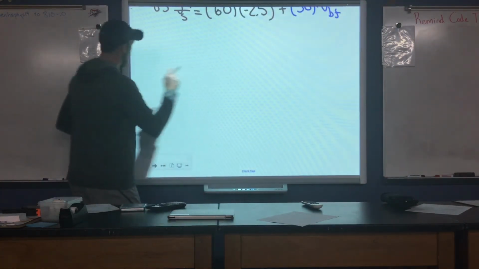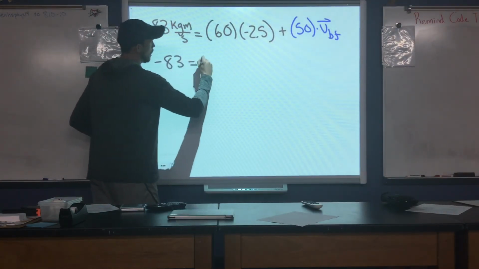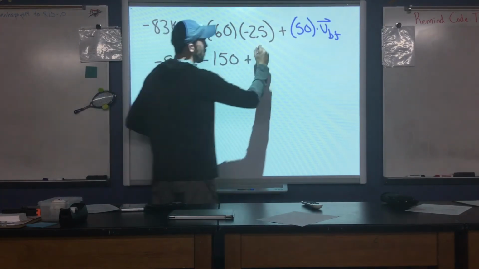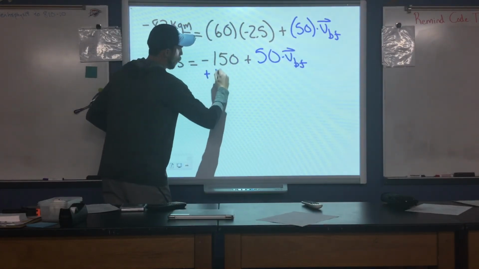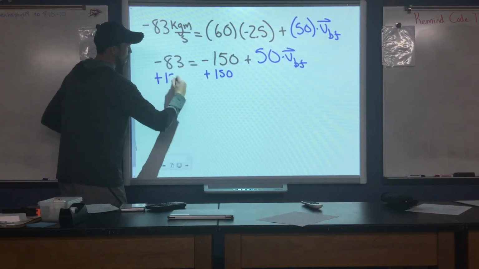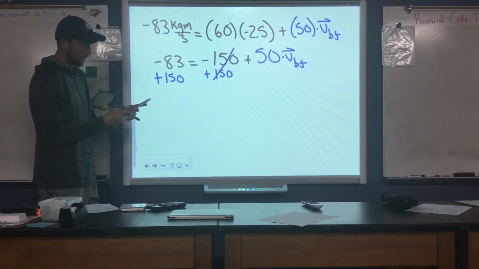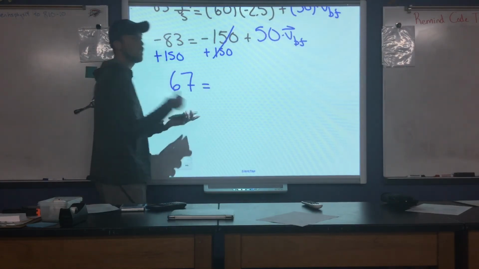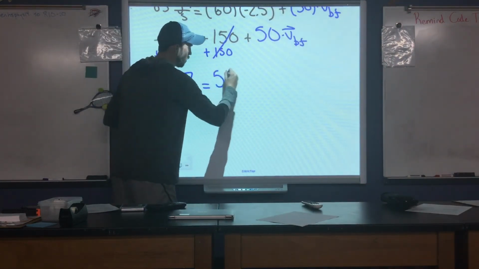So we'll now rewrite this as negative 83 is equal to negative 150 plus 50 multiplied by the final velocity of student B. So we'll add 150 to both sides of our equation, because again, I want to get VBF by itself. So these will cancel. So we'll take negative 83 plus 150, which gives us 67. And that's going to be a positive number, which means it's likely student B is going in the positive direction or to the right, which would make sense given the context of our problem.